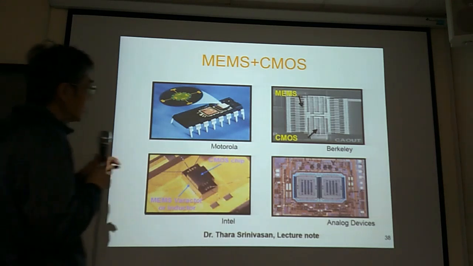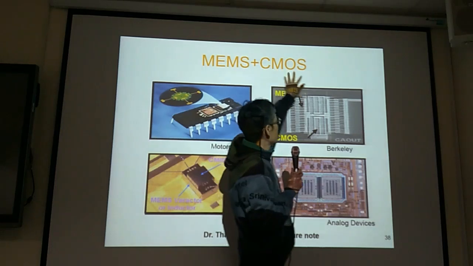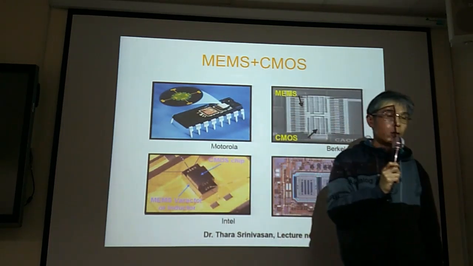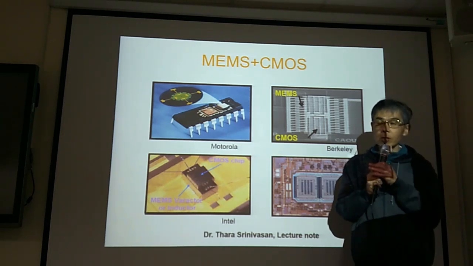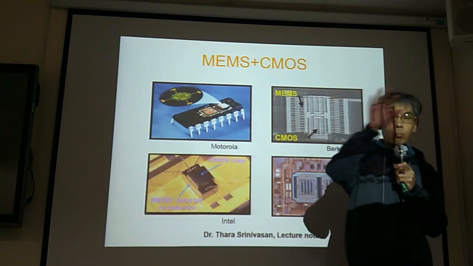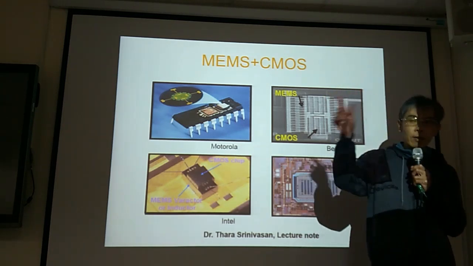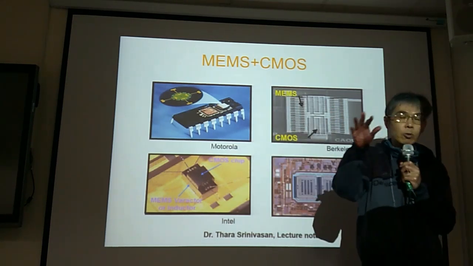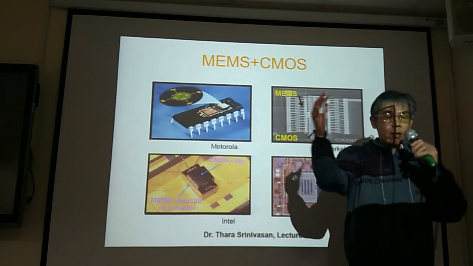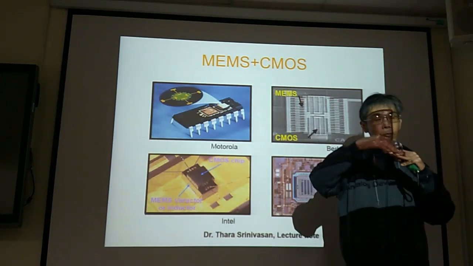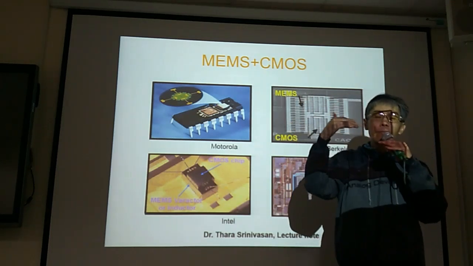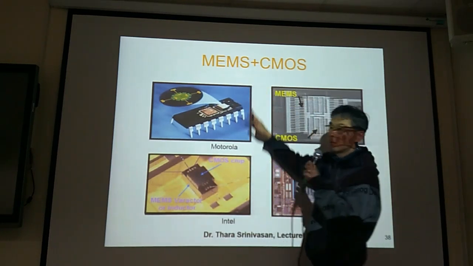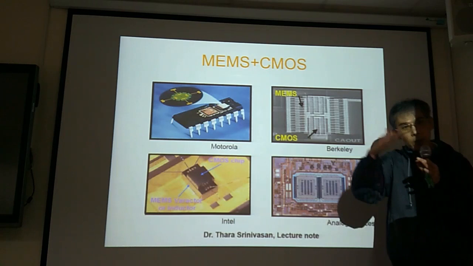So we need CMOS, the metal oxide semiconductor, or complementary means we need NMOS and PMOS. PMOS plus NMOS is CMOS, meaning complementary. P and N complement each other to form a complementary MOS device. So MEMS plus MOS is a complete system.